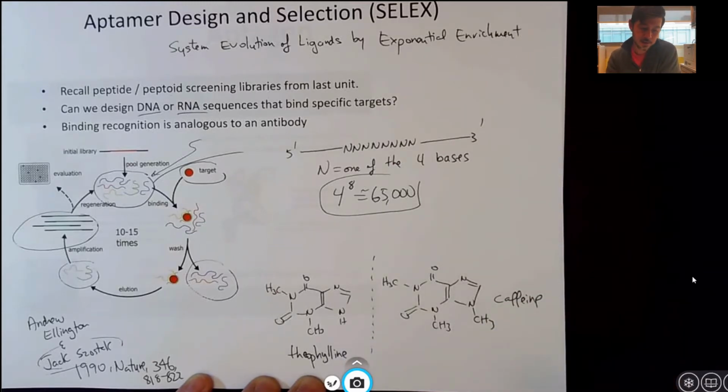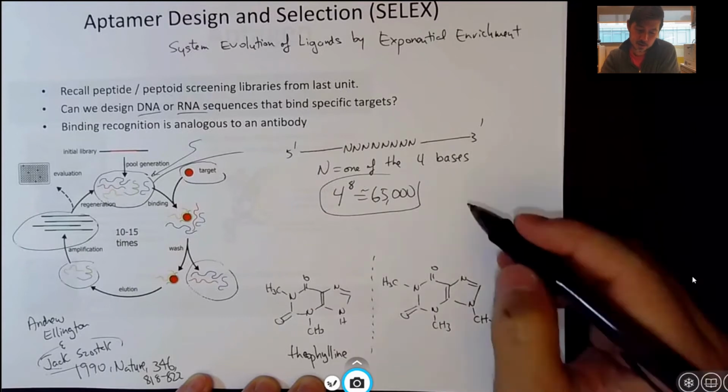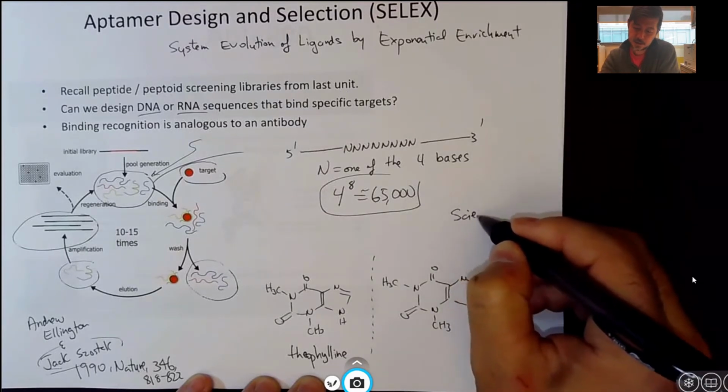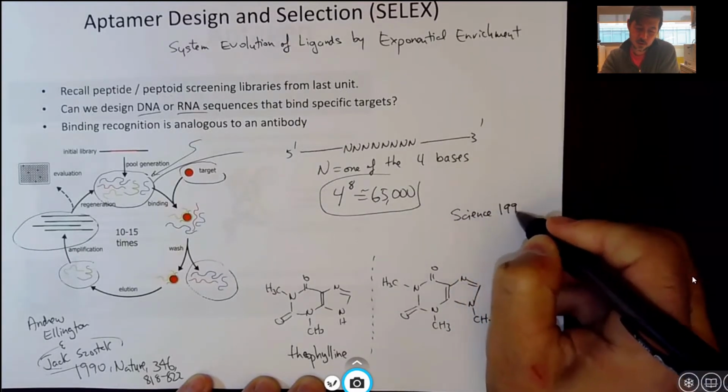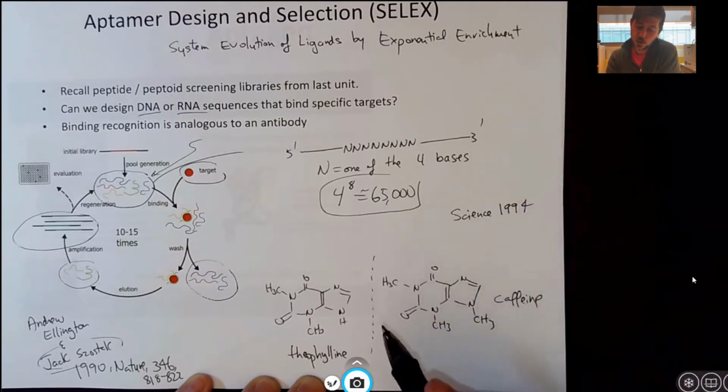There was a study done in Science in 1994 in which they wanted to see how specific they could get these nucleic acid aptamers binding. They wanted to see whether they could differentiate between an aptamer binding to caffeine versus theophylline. So they did a very similar type of selection experiment.